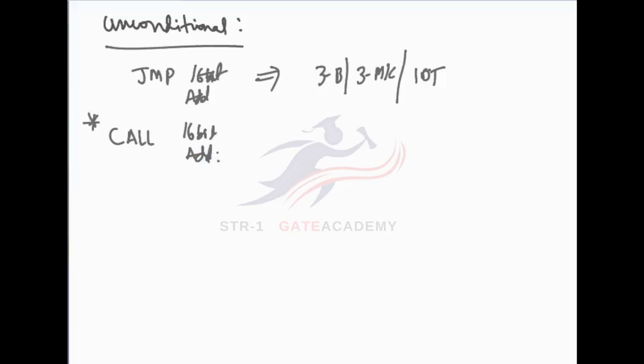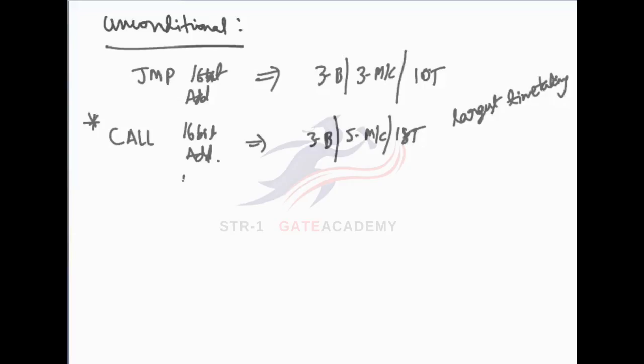Call with a 16-bit address is a 3-byte instruction. The number of machine cycles is 5, but the number of T states is 18. Okay, one of the largest time-taking instructions. The largest time-taking instruction is the call instruction only.